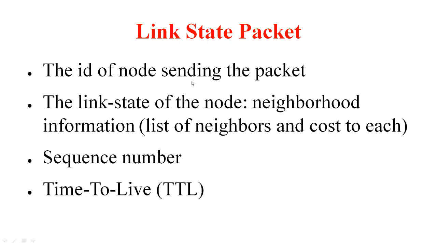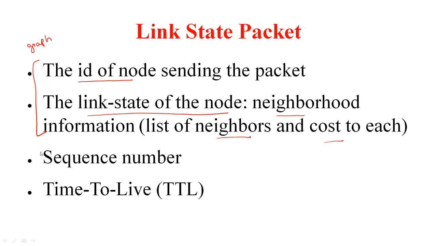So this packet should definitely contain the ID of the node that has generated this particular packet, not forwarded, generated the packet. And this should also include information about the link state of the node, that is the neighborhood information, the list of neighbors and the cost to each. Based on these two is how a given node generates the graph information. So this is necessary for calculating the routing.